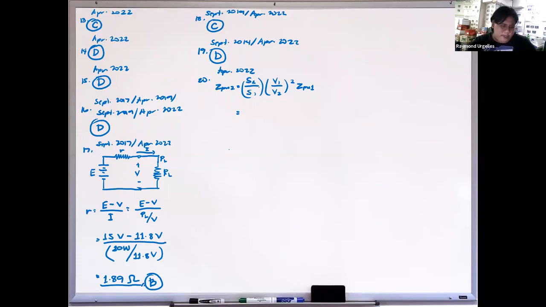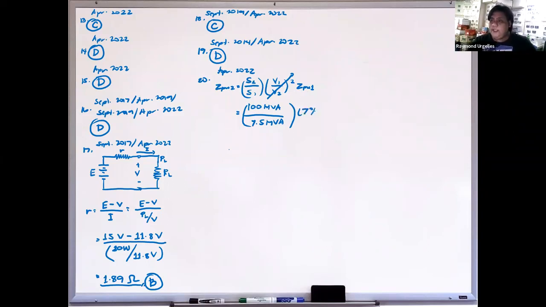So what is S2? This is 100 megavolt ampere from the given. The original base power is 7.5 megavolt ampere. The base voltage did not change, so we can cancel this. We use the same base voltage, so this will just be equal to 1. The original per unit impedance is 7%. I use 7% here because the choices are in percent. If you solve this, you will get 93.3%. So this is letter D.